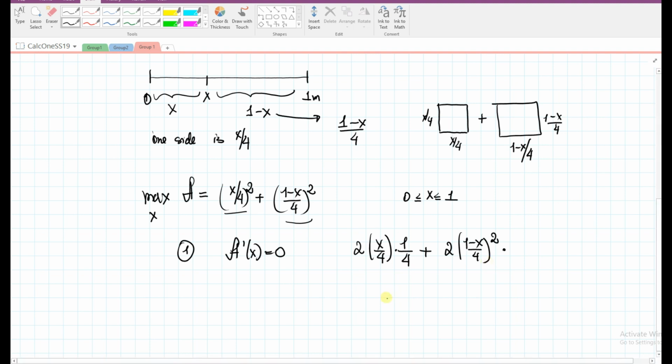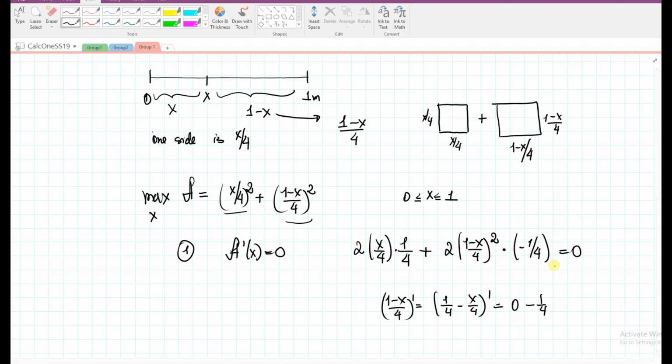Yes? So the derivative of 1 minus x over 4 is equal to the derivative of 1 over 4 minus x over 4, right? The derivative of the constant will be 0, and the derivative of minus x divided by 4 will be minus 1 over 4, right? Okay. So I need to equalize this to 0 and find all the x's which satisfy this equation, right? So in all of these points, the graph will have the extremum points or the critical points, right? So the tangent line will be horizontal.